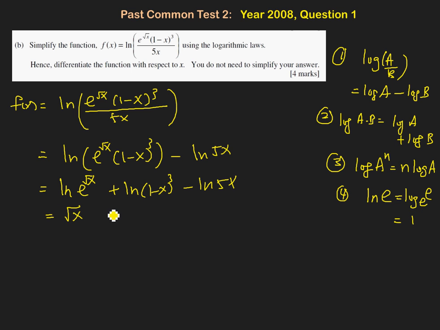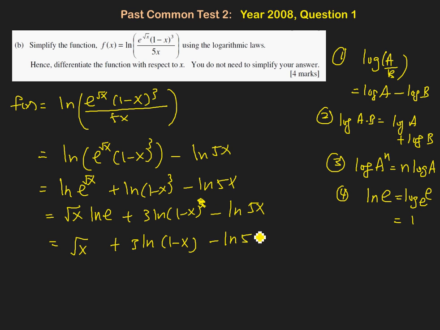5x, and I can go one more step by using the third rule, right? So as you can see, this is your n, and ln e is 1, so this first term becomes the square root of x. So I have this. Oh, I should have a 3 here. I'm sorry.